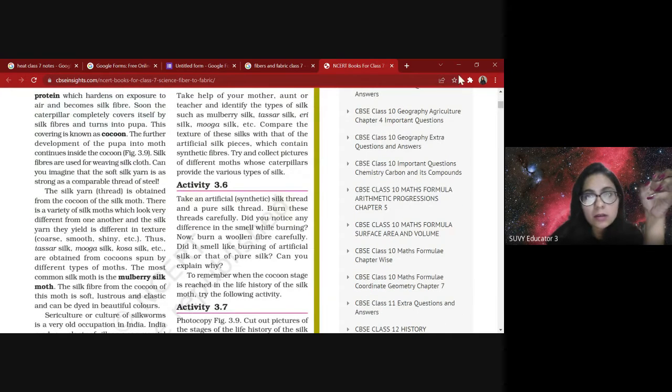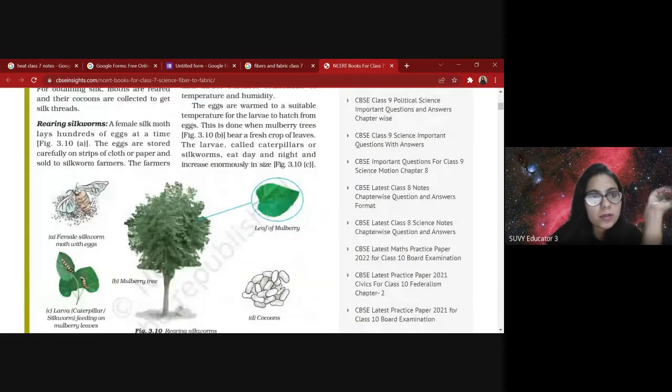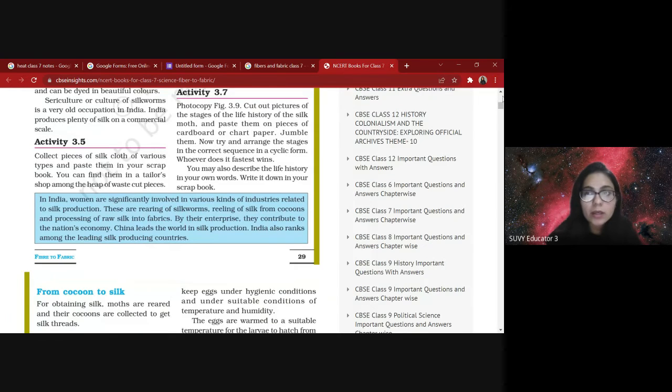So you can see, a female silk moth lays hundreds of eggs at a time. The eggs are stored carefully on strips of cloth or paper and sold to silkworm farmers. So the female silk moth lays more than hundreds of eggs at one time. These eggs are stored and covered with cloth, and they are sent to the silkworm farmers who are in this business of farming.